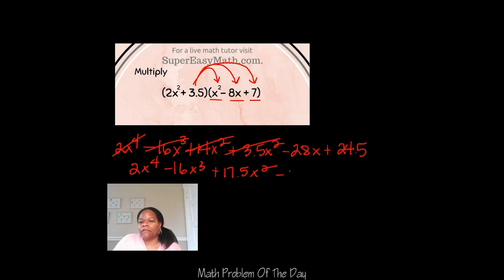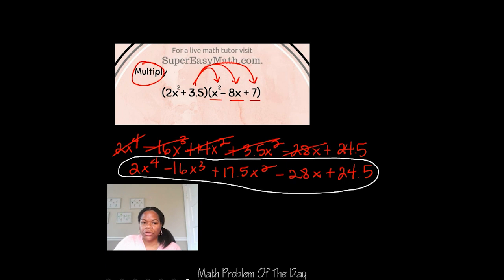Now I only have this 28x, which can't be combined with anything, so I'm crossing that out. And then I'm going to just rewrite my constant, which is the 24.5. Now this number is simplified as much as I can possibly simplify it, because nothing else can be grouped. So as far as following the direction of multiplying it, I've done that as much as I can right now. So 2x to the fourth minus 16x to the third plus 17.5x squared minus 28x plus 24.5 is the answer to today's math problem of the day.